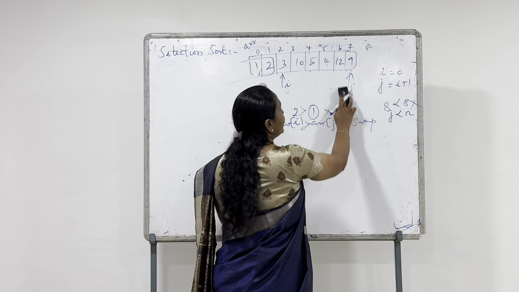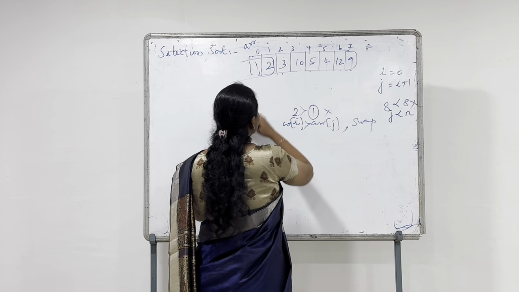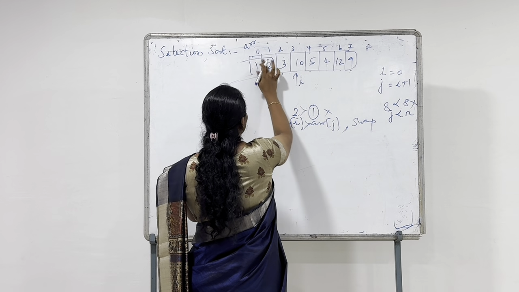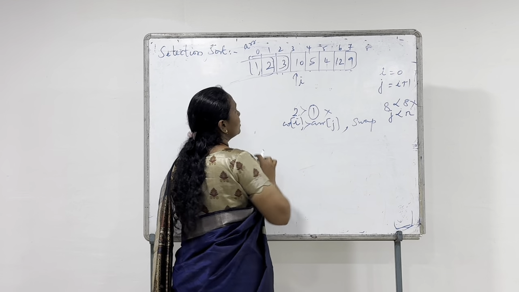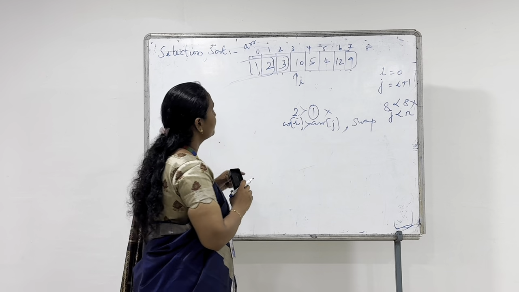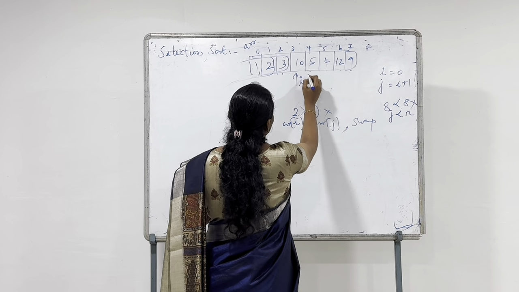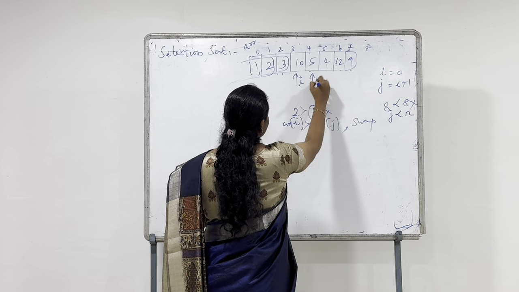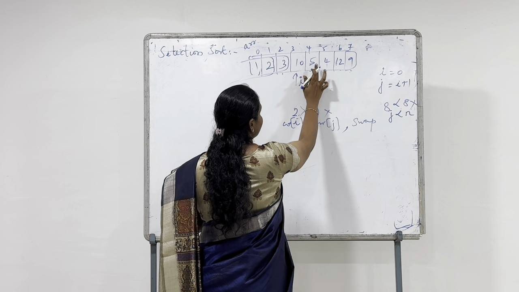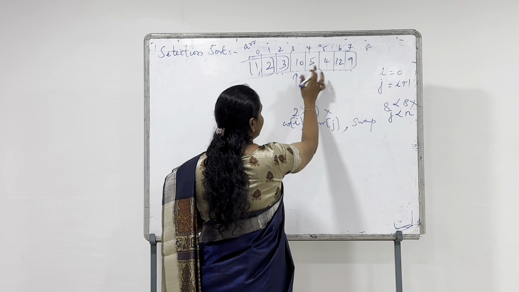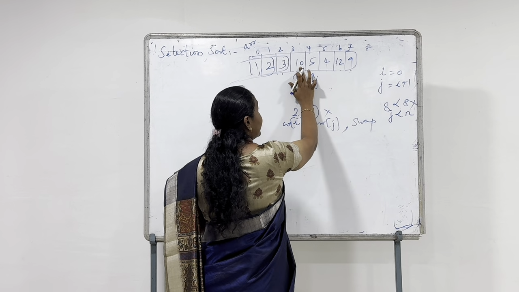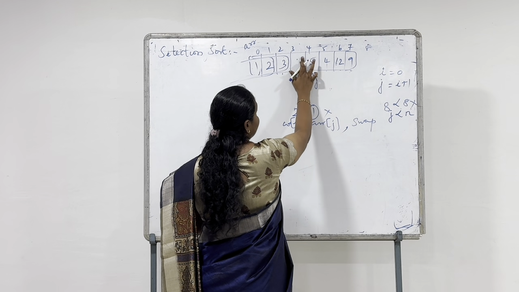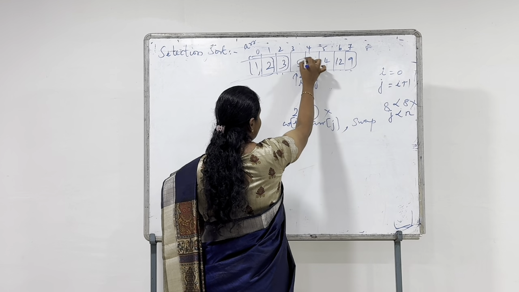And j comes out from the loop and I gets incremented. So now these three values are correctly in the sorted position. Next, I and j. This is I and this is array of I, array of j. Compare these two values. This is greater than this, so we want the lesser value here. So swap these two values.